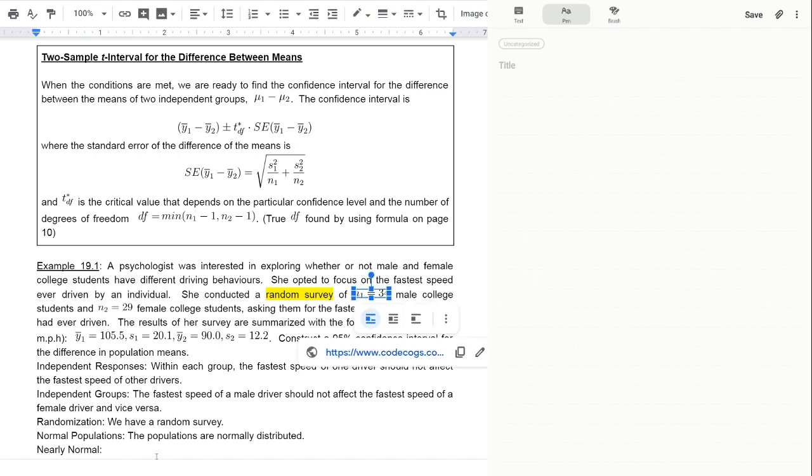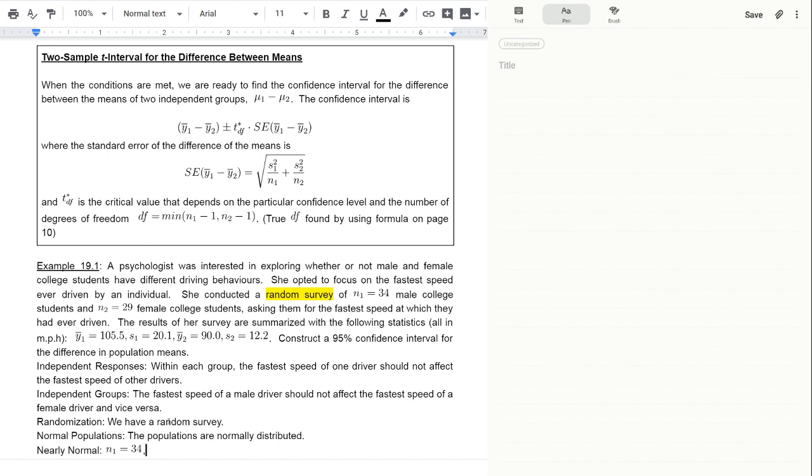And so let's have a look at the sample sizes. We have 34 male college students and 29 female college students. Okay, so for the male group, our sample sizes are large enough. But for the female group, we have 29, which is not quite 30. And so it may be a good idea to check the histogram for a lack of skewness. Okay, and so these methods do not work well if there is extreme skewness in our data.